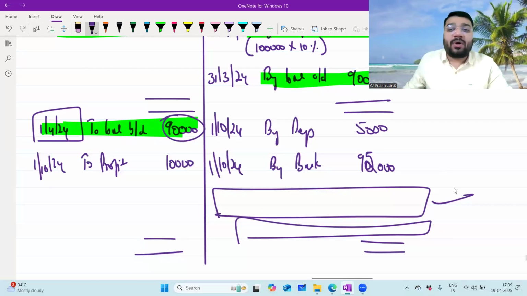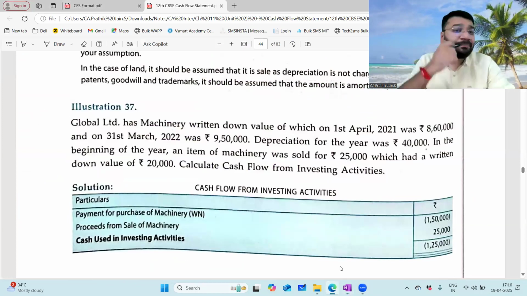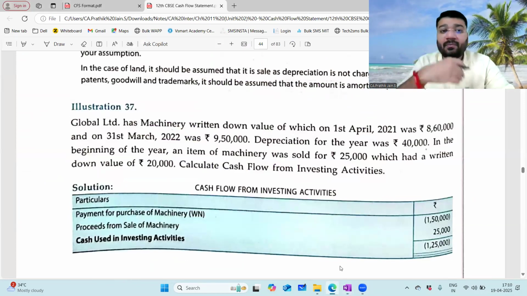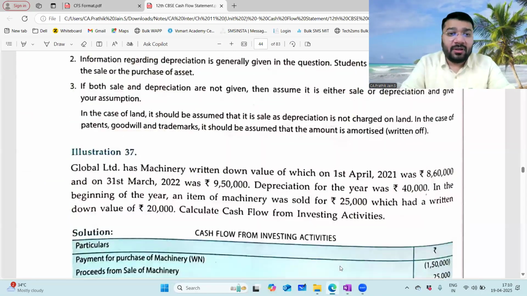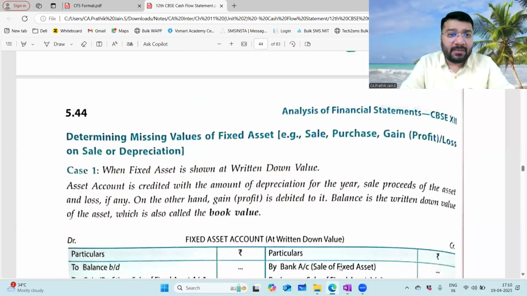Understood? This was the warm up for what method? Net method or normal method for accounting for depreciation. Now based on that, can we do one question from your T.S. Grewal book? It is illustration 37, page number 5.44.